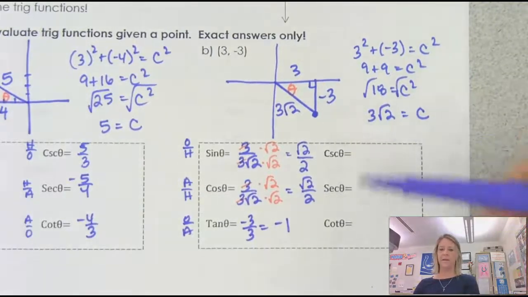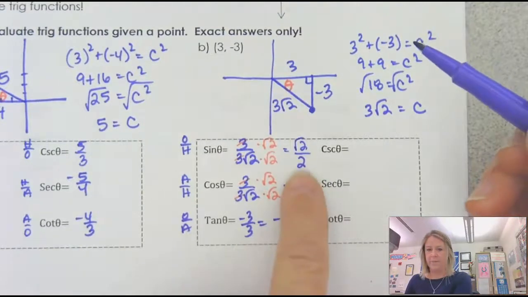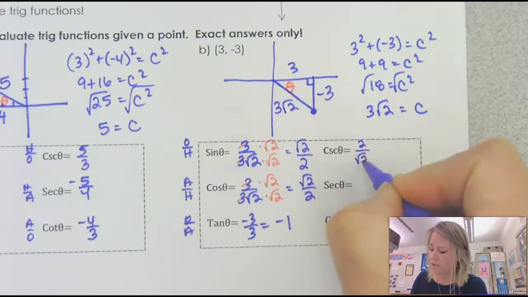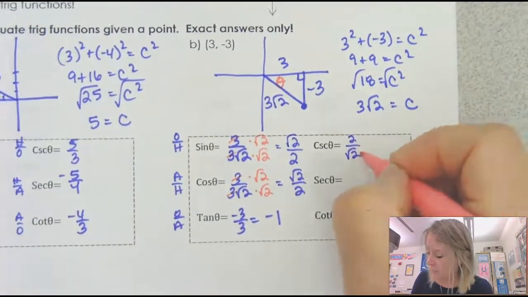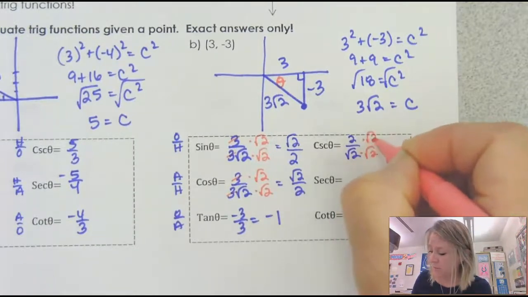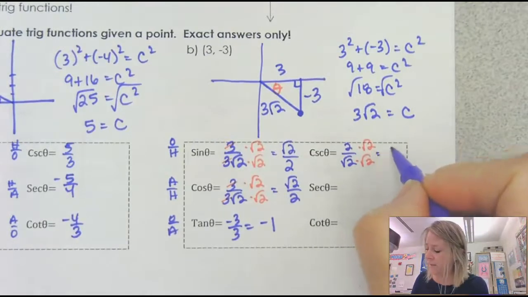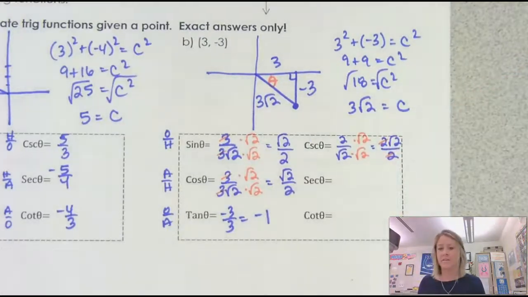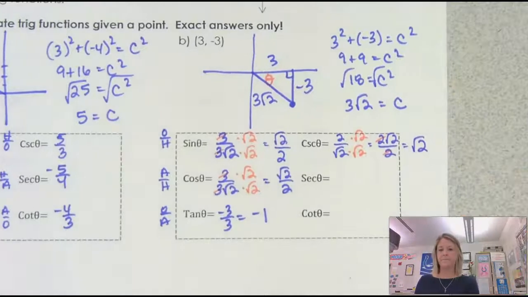Okay, let's come over here and let's flip all these. Now, if I flip this, my answer, I'm going to have 2 over radical 2, which I can't have a radical in the denominator, so I'm going to multiply the top and the bottom by radical 2. So that's going to give me 2 radical 2 over 2. You see that these 2's cancel out, and I'm left with just radical 2.